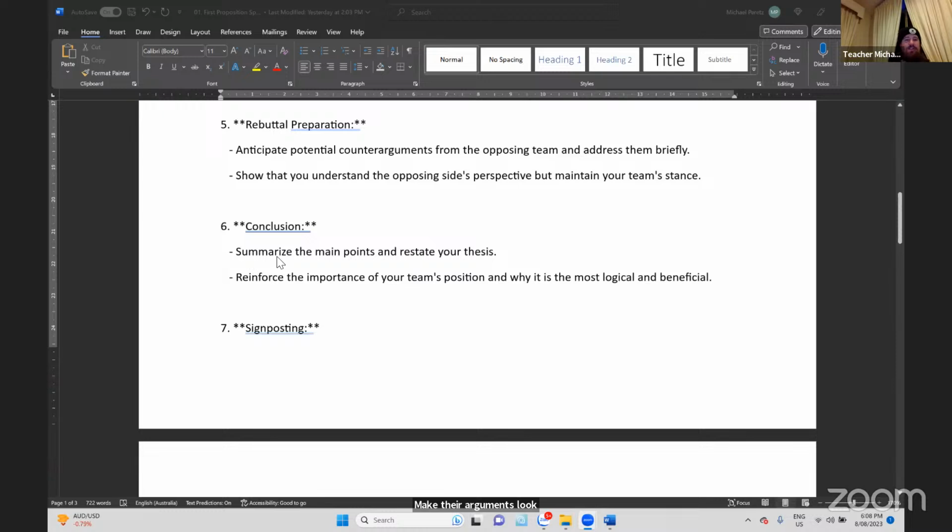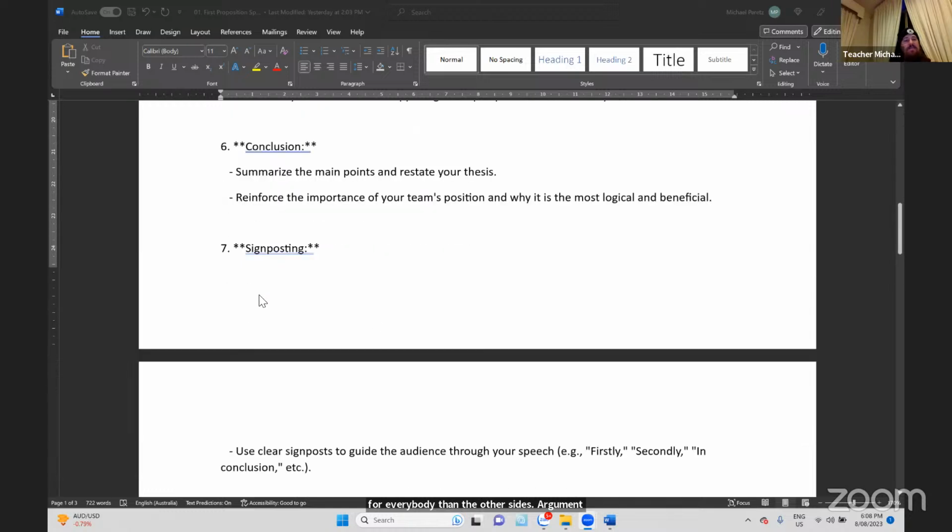And finally, we want to summarize the main point, and that's just where you restate your original argument, and you want to reinforce the importance of your team's position and why it is the most logical, why does it make sense, and why is your side of the argument going to be better for everybody than the other side's argument.